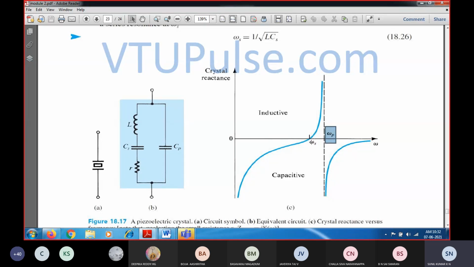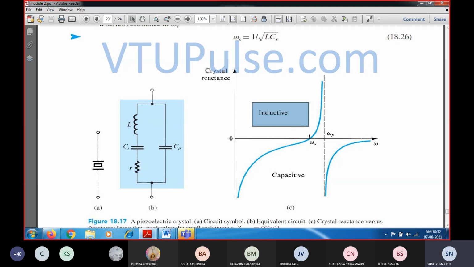And during both the series resonance as well as the parallel resonance, the reactance is of inductive type. Whether it is omega s or omega p, during the resonance frequency, the reactance exhibited by this crystal will be inductive. So majorly it will be inductive.